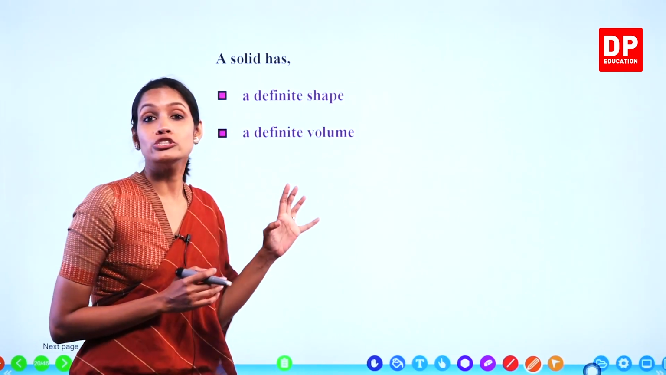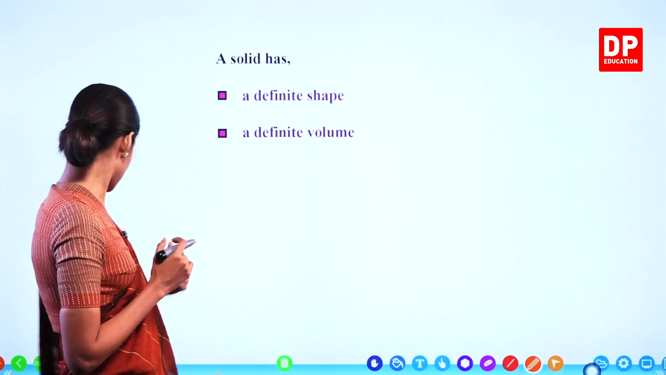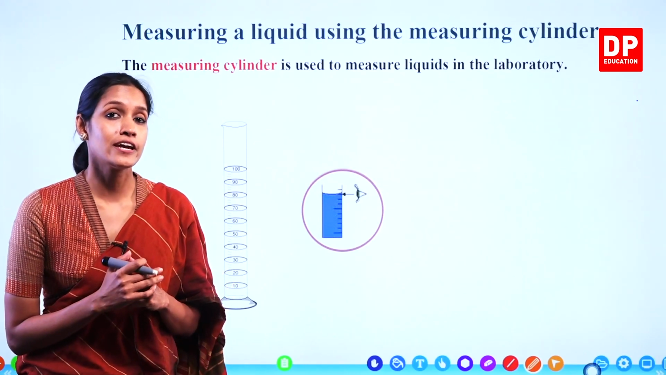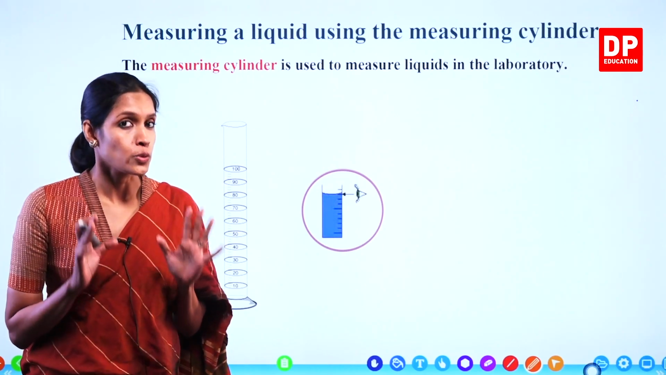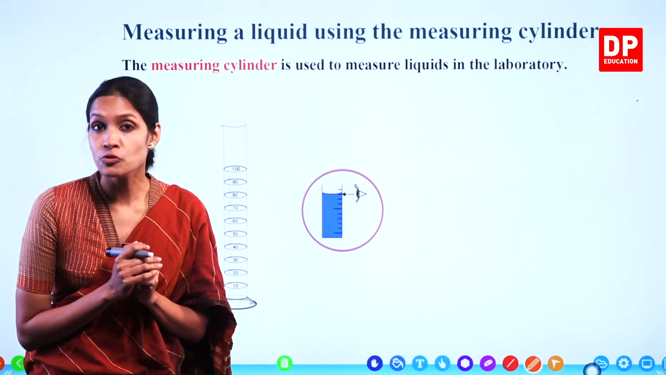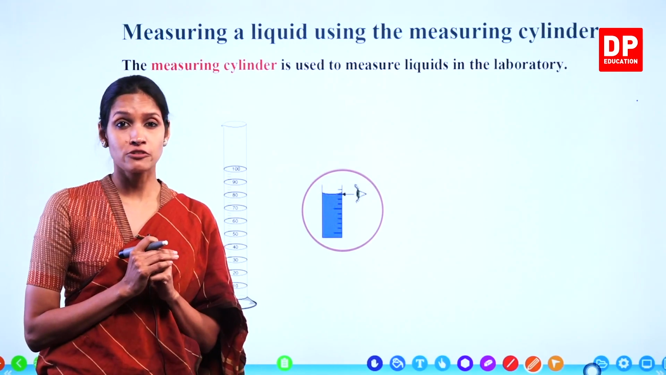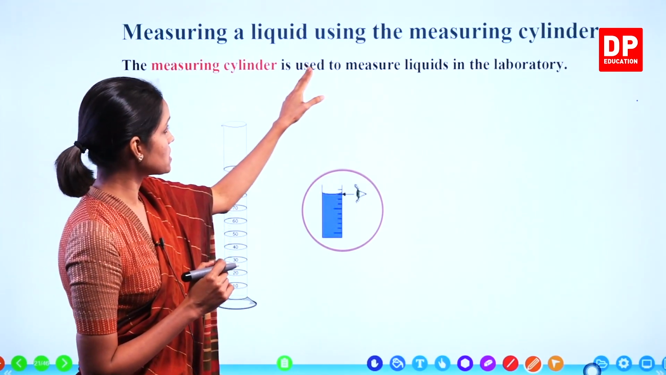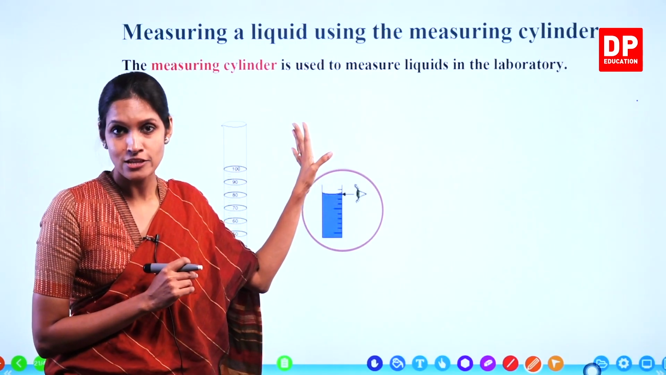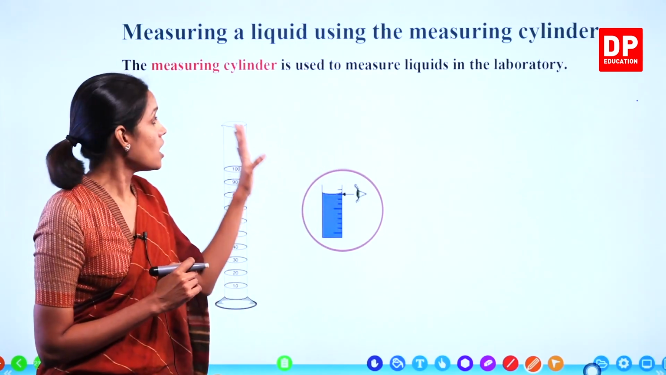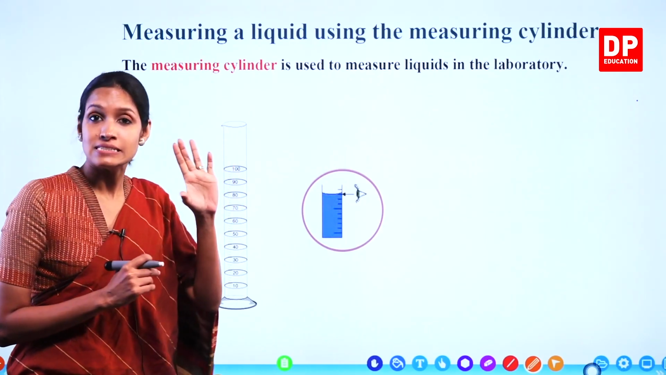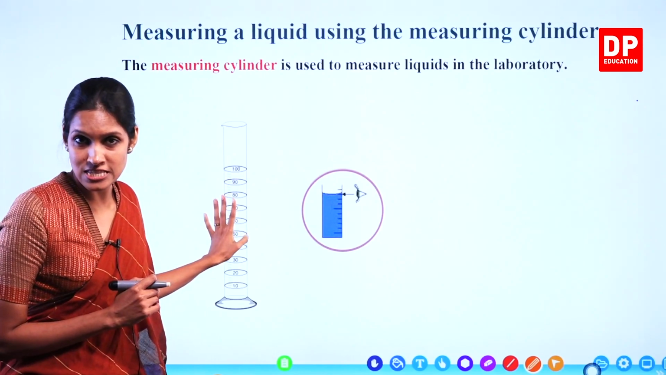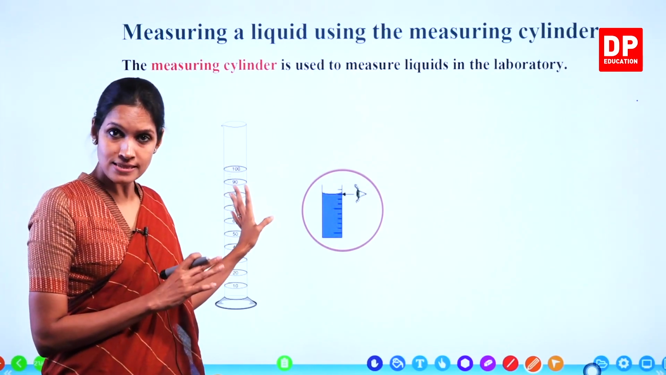Now we are going to look into liquids. Okay. Right, children. Before we learn about the characteristics of liquids, we are going to learn how to measure a certain volume of liquid correctly. Right? Measuring a liquid using the measuring cylinder. So here we are going to learn how to measure a certain amount of liquid using this instrument called the measuring cylinder. I am going to show this in the lab.